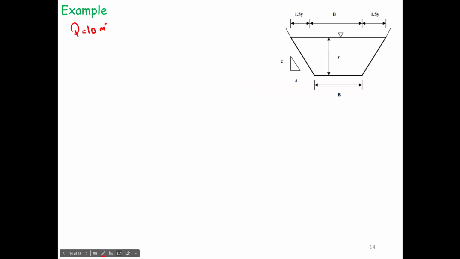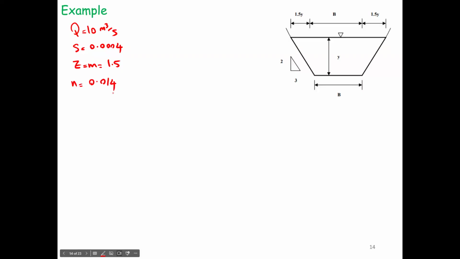Q is 10 cubic meter per second. S was 0.0004. Z or M, I will write both, 1.5 or 3 over 2. N is 0.014. This is all I have.